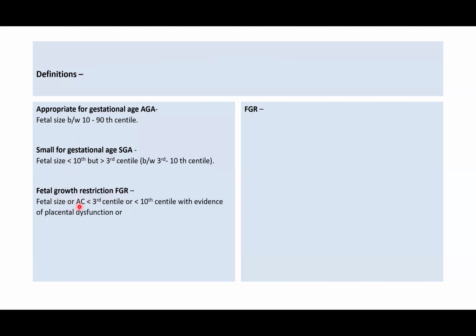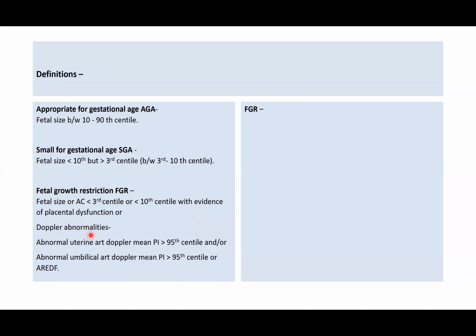Here, fetal size or abdominal circumference is less than 3rd centile, or less than 10th centile with evidence of placental dysfunction or Doppler abnormalities. So there can be abnormality in the uterine artery Doppler, where pulsatility index is more than 95th centile, and or abnormality in the umbilical artery Doppler with pulsatility index of more than 95th centile, or absent or reversed end diastolic flow.